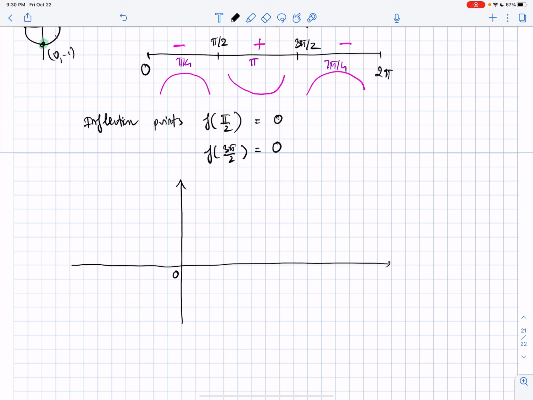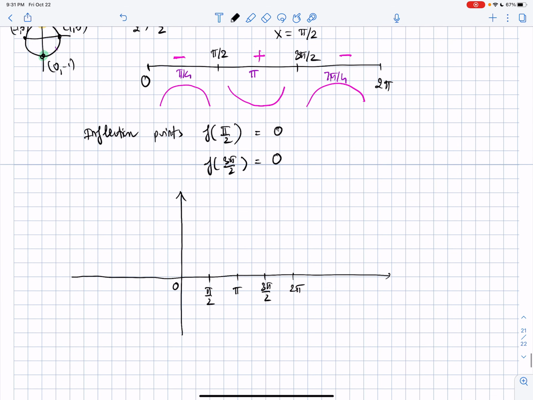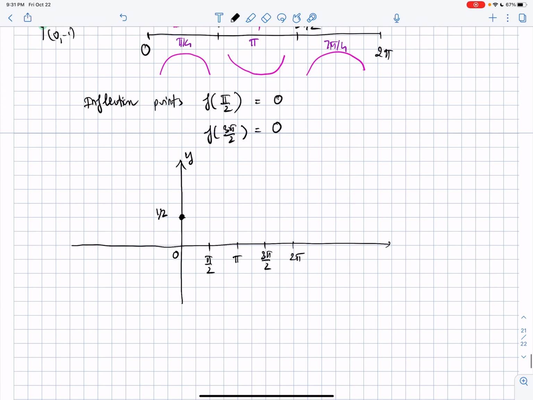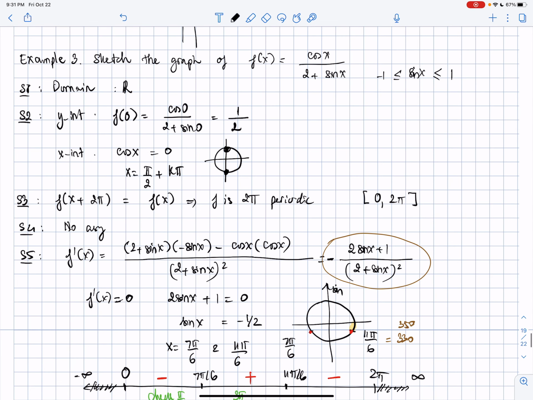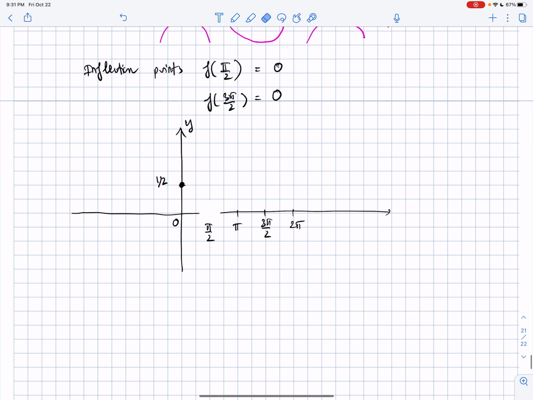Okay, so we have 0 right here. So let's mark pi over 2, pi, 3 pi over 2, and then 2 pi. First of all, we will put in the intercepts. The y-intercept is 1/2 on y. We also have the x-intercept. Okay, I forgot a long time ago, so what is the x-intercept? It is pi over 2. So the x-intercept is pi over 2, which is this point right here.